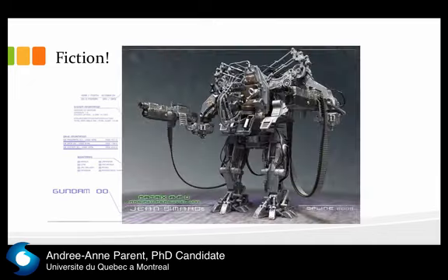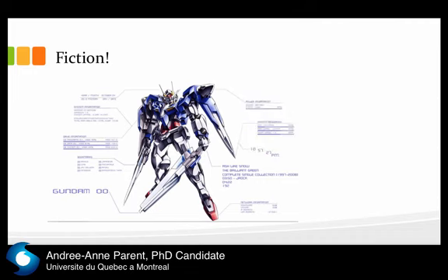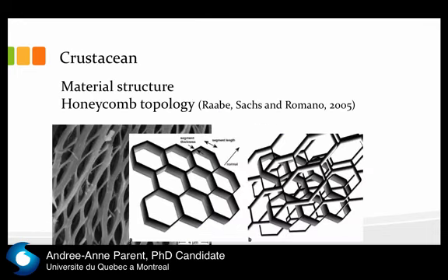But you also have a movie like Animatrix, the APU. I don't know if you saw that, but it's also an exoskeleton. Or Iron Man. Iron Man has been an inspiration for NASA and other exoskeletons that exist now. The other thing you can take inspiration from is crustaceans. Like I said, many crustaceans have an exoskeleton.